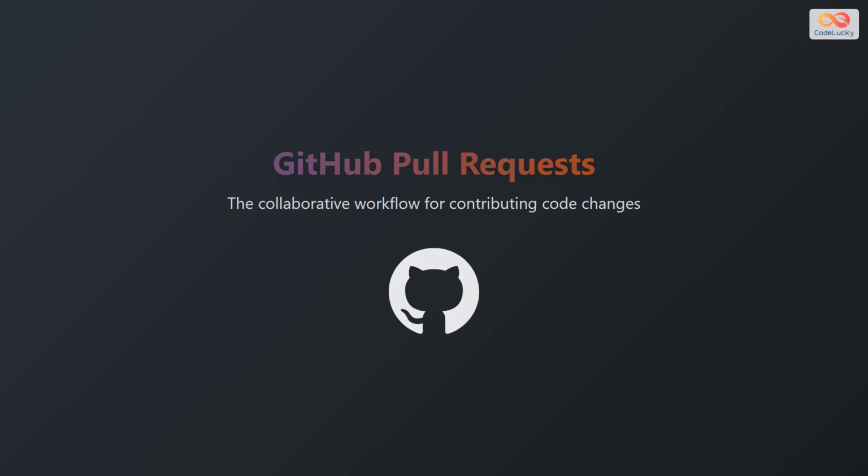Let's explore GitHub Pull Requests. This is a collaborative workflow for contributing code changes. GitHub Pull Requests are essential for team collaboration on coding projects.